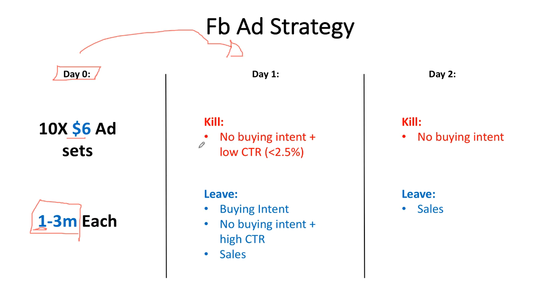Then after 24 hours, any ad sets with no buying intent, i.e. there's no add to carts, there's no initiate checkouts, there's none of that, plus they've also got a low click-through rate of below 2.5%. If an ad set satisfies these metrics, then we're going to kill the ad sets, because they're probably not going to be a winning ad set for us, so we're going to kill it and it'll be unprofitable, and we're going to cut our losses early.